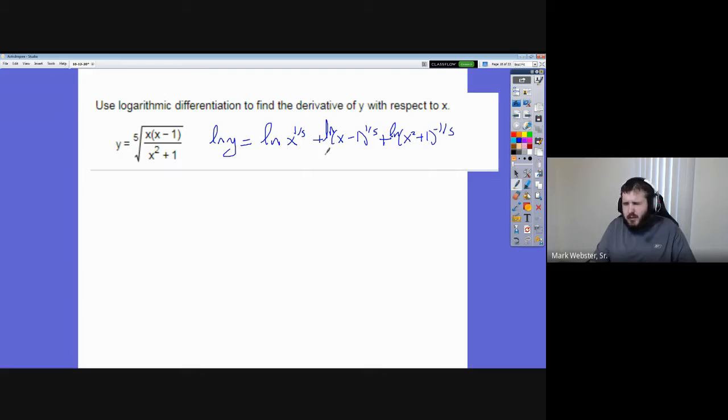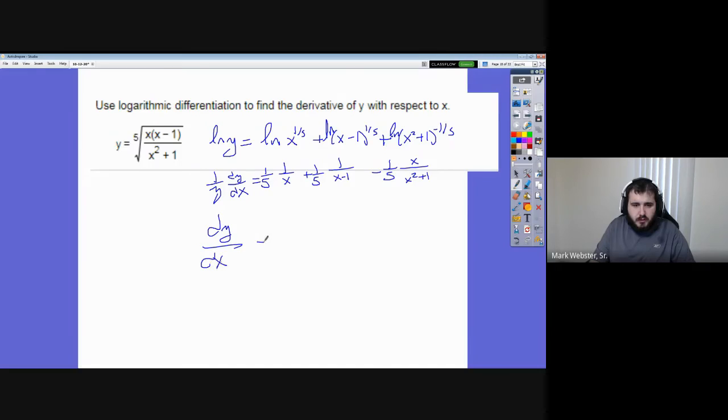And then take the derivatives, right? Bring down the 1/5, 1 over x. Bring down the 1/5, 1 over x minus 1. Bring down the negative 1/5, so that's a minus sign. Derivative of this is x squared plus 1. And again, just take this part, multiply it to this part, and then you're good.